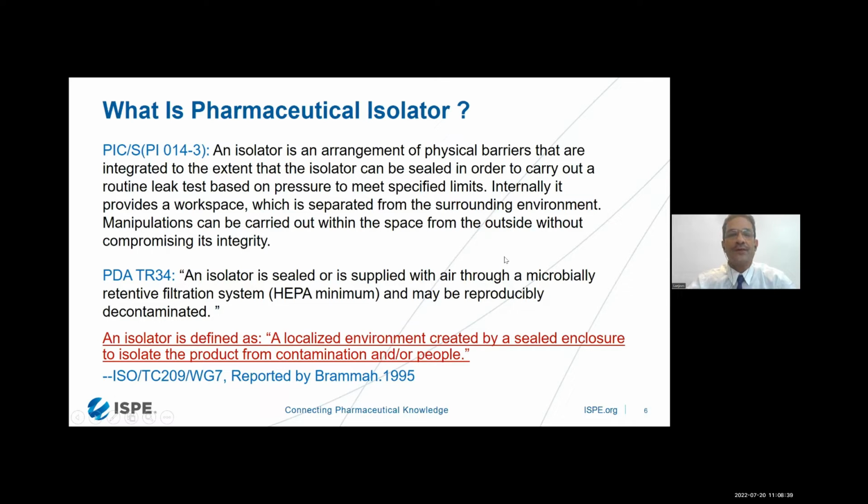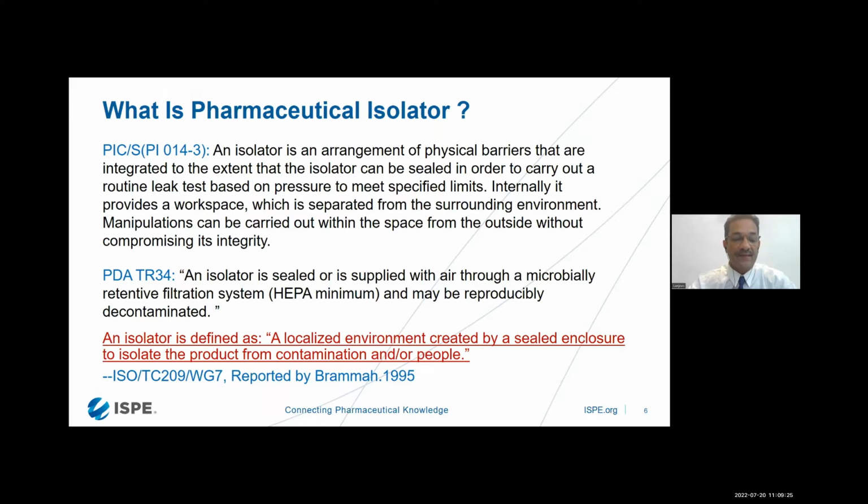All these definitions talk about an isolator as an arrangement of physical barriers integrated to the extent that the isolator can be sealed in order to carry out a routine leak test based on pressure to meet the specified limits. It also provides an internal workspace that is separated completely from the surrounding environment, where manipulations can be carried out inside the space without compromising its integrity. This is the definition coming from PICS, and you can also see the definition coming from the PDA.